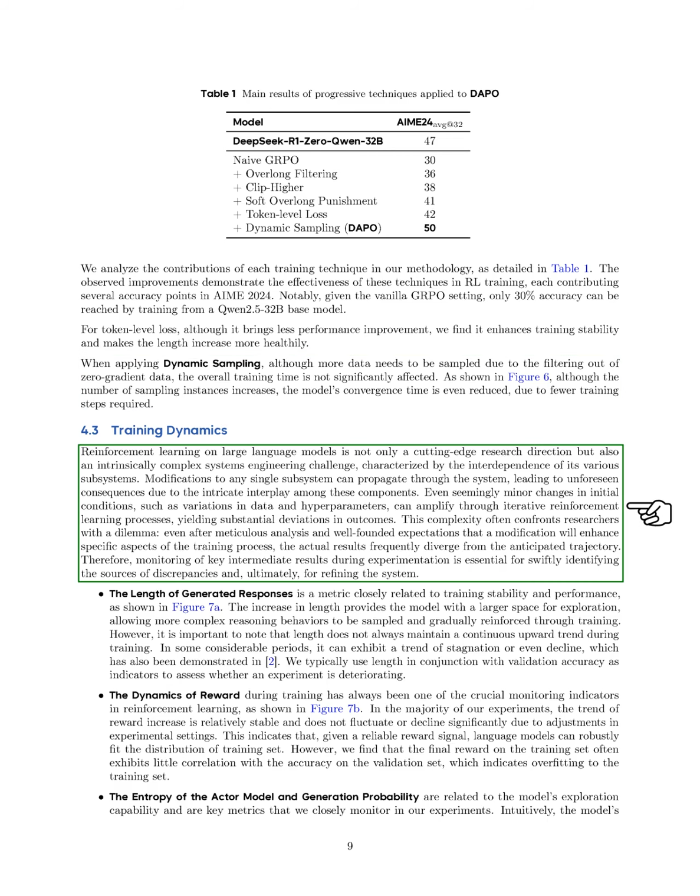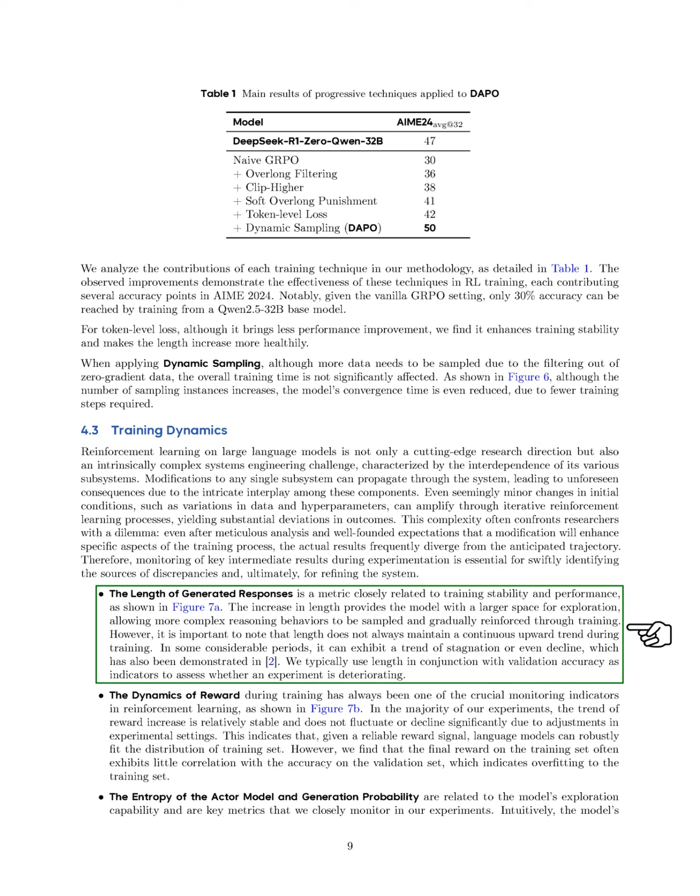We recognize that RL with large language models is complex, with interdependent subsystems. Changes in one area can lead to unexpected outcomes, making it crucial to monitor intermediate results. The length of generated responses is a key metric for training stability, allowing for more complex reasoning. However, response length can fluctuate during training, and we use it alongside validation accuracy to gauge experiment health. We also track the dynamics of reward during training, which generally remains stable.